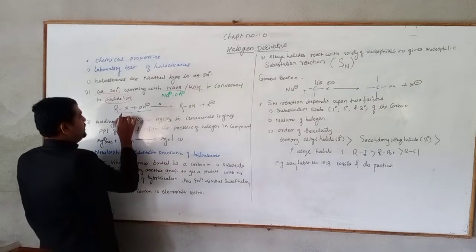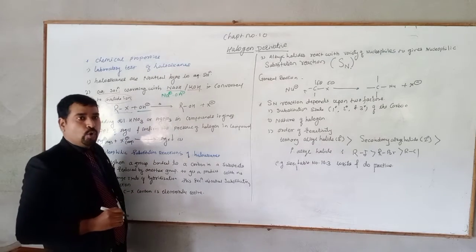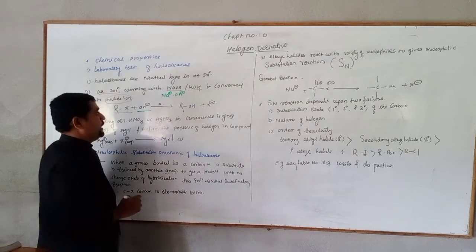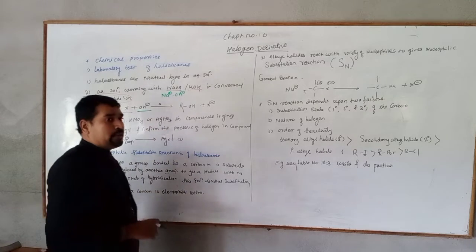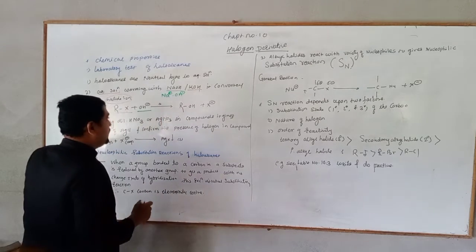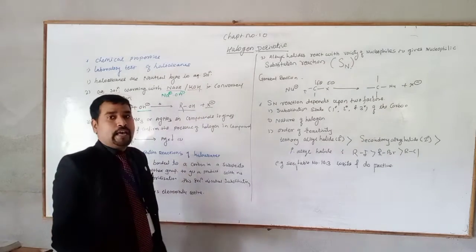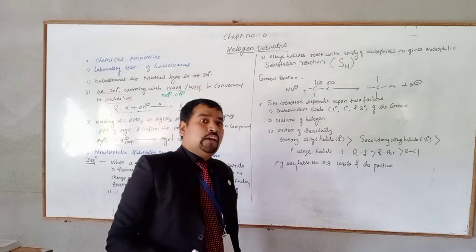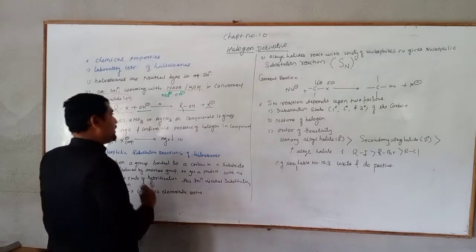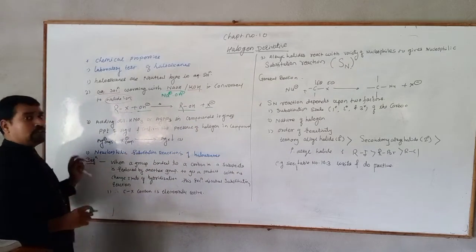What is the general reaction? R-X reacts with OH minus, the hydroxyl ion, on warming with warm water, forming alcohol and halide ions. Halide ions means the halogen gets a negative charge. Now next, go to the third point.